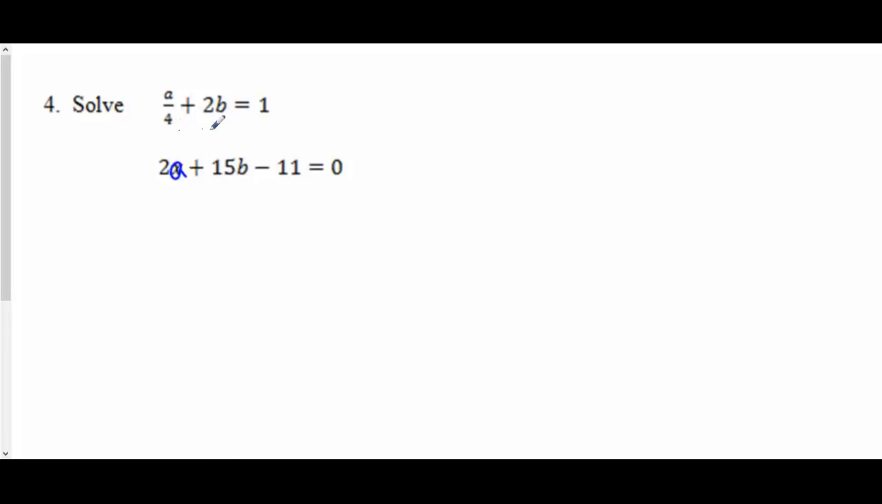On Wednesday last week, we talked about solving equations and solving equations with fractions. And obviously, the first thing we would need to do here is get rid of this fraction. So to do that, I would multiply by my lowest common denominator, which in this case is 4 because it's the only denominator. So multiply all terms by 4.